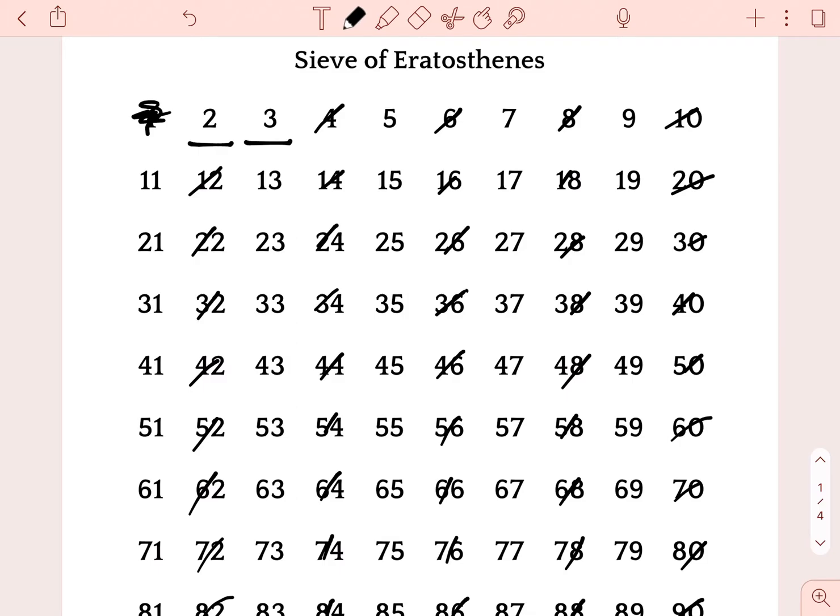It's the next number that isn't crossed out, and I'm going to cross out all the multiples of 3. So let's see, 3, 6, 9, 12 is already crossed out, 15, 18 is already crossed out, 21, 24, 27, 30 is already crossed out. 30, 33, 36, 39, 42, 45, and so on. So I'm crossing out all the multiples of 3 the whole way down. You're just counting by 3s, right?